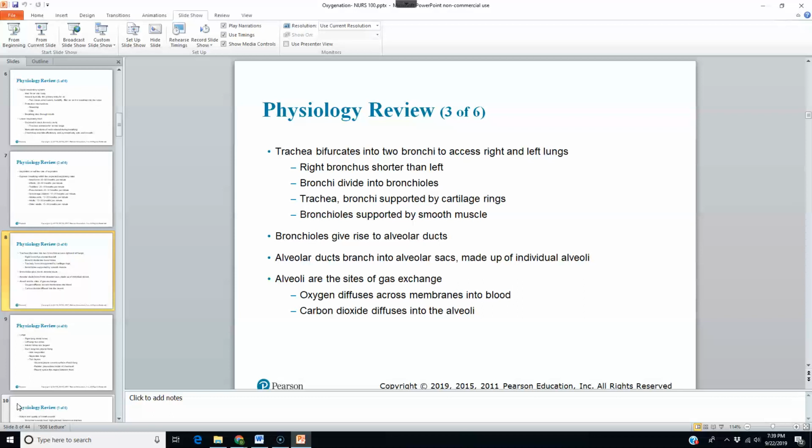Alveoli, this is a very important part of how the respiratory system works: alveoli are the sites of gas exchange. This is where oxygen diffuses across those membranes into the blood, and this is where carbon dioxide also diffuses into those alveoli, okay? And remember, the alveoli are the terminal or final structure of the lower respiratory system. To stress what the alveoli do, they serve as the sites of gas exchange, especially carbon dioxide and oxygen.